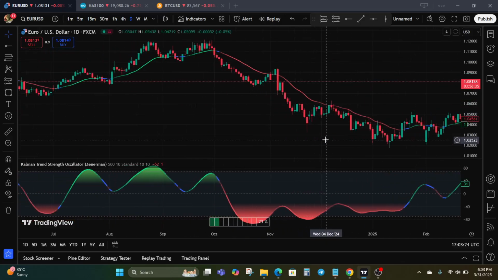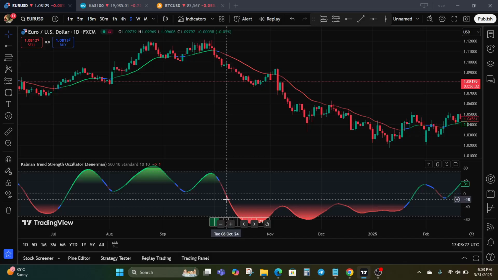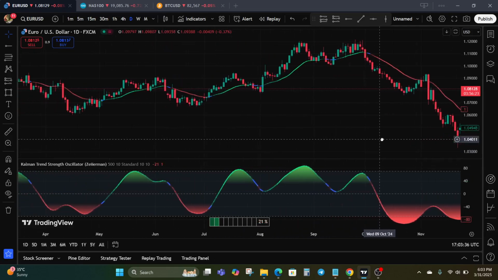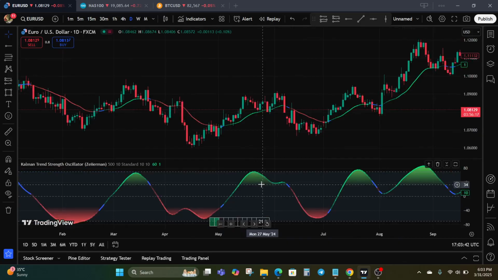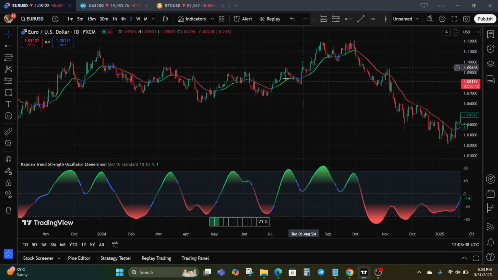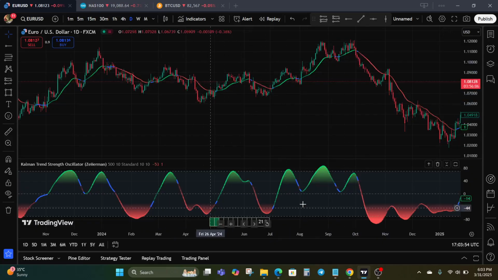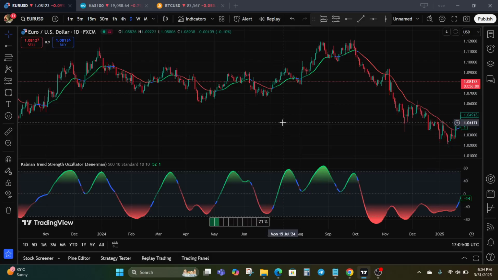On the other hand, when the oscillator is falling, when it drops below the zero level and is red in color, it confirms a strong bearish trend. Now, when there is flat or choppy movement in the indicator, that indicates a weak or ranging market. And you can see that there is also a line on the price chart in addition to the one in the indicator window. So by focusing on these signals, traders can avoid bad trades and only enter the market when a trend is gaining strength.